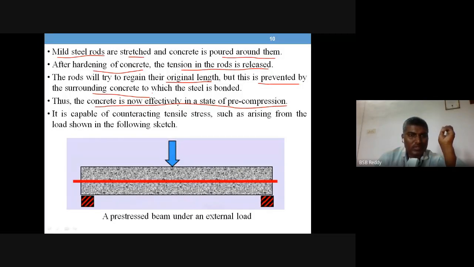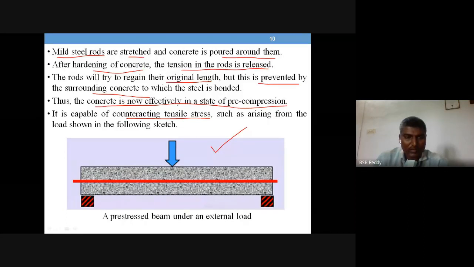So the pre-compression is introduced in the concrete. So it is capable of counteracting tensile stress, which will arise from the following. The diagram will explain that the beam which is pre-stressed is used just as an example. If it is a simply supported beam, let us say, this is going to bend like this under the load.